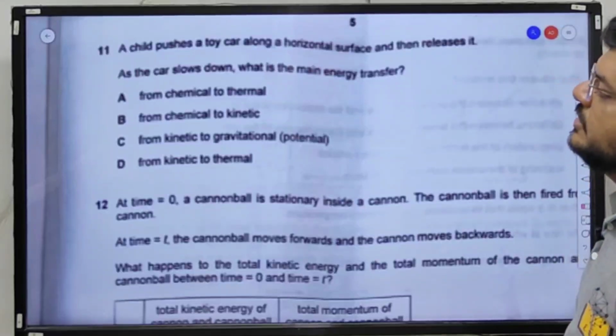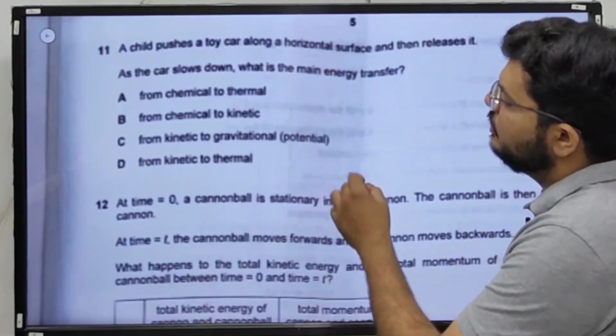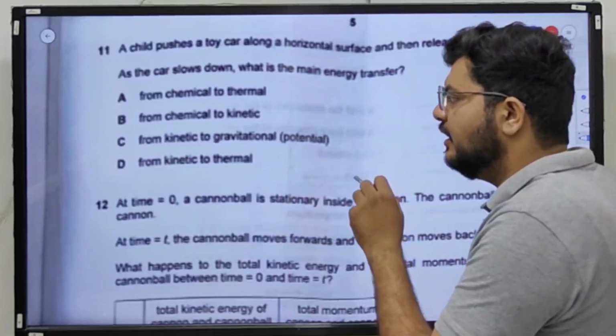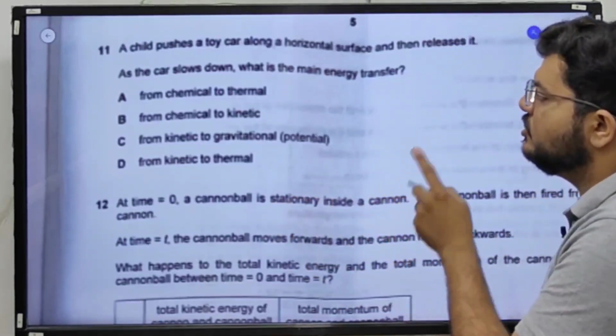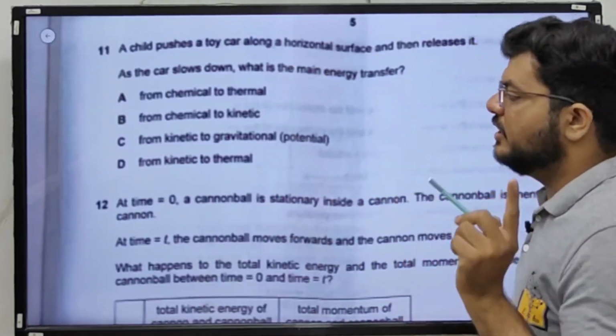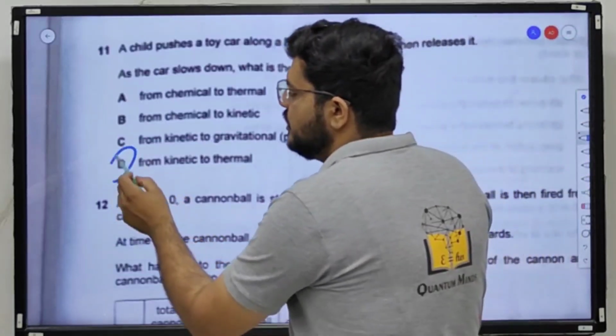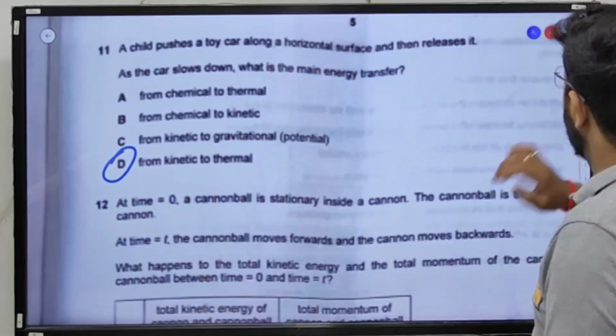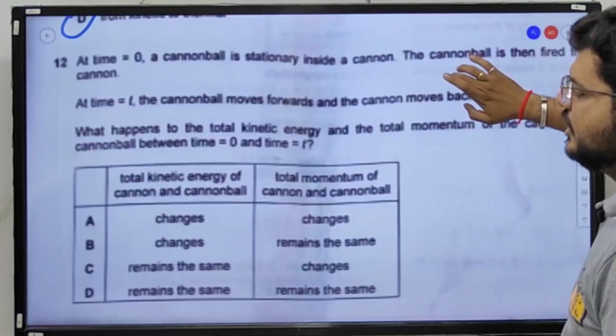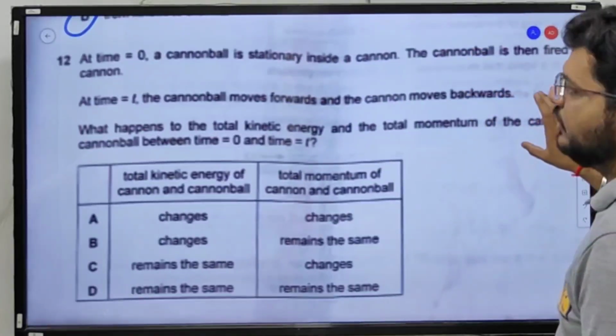Let's find an answer that matches this. Chemical to thermal? No. Chemical to kinetic? No. Kinetic to gravitational? No, because it's a horizontal surface. And kinetic to thermal, yes, heat energy is nothing but thermal energy, right? It's the same. Different name, same effect.